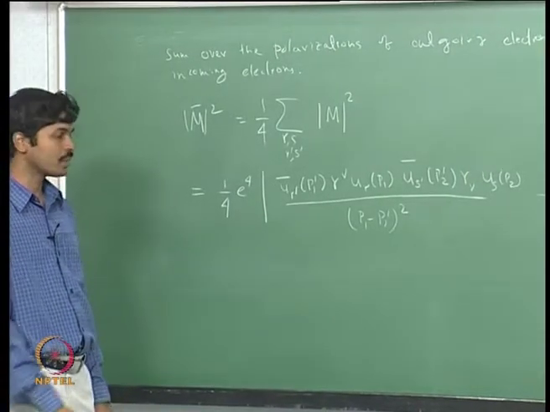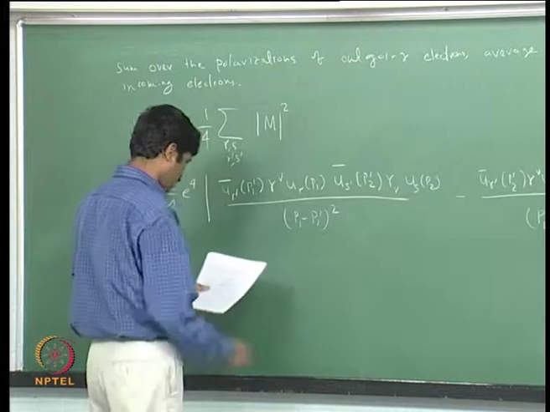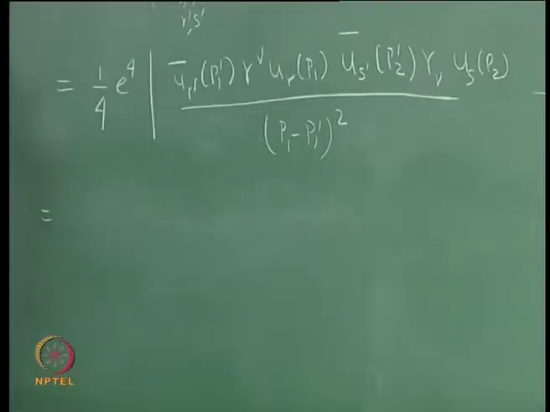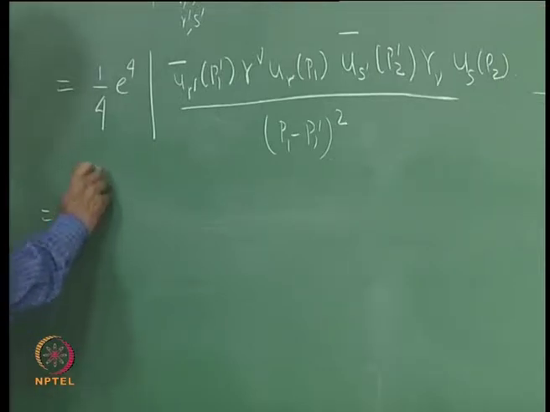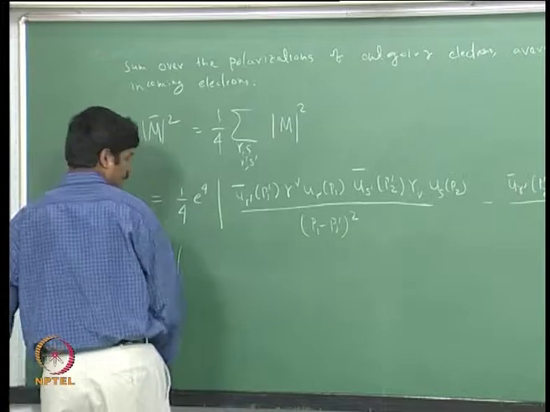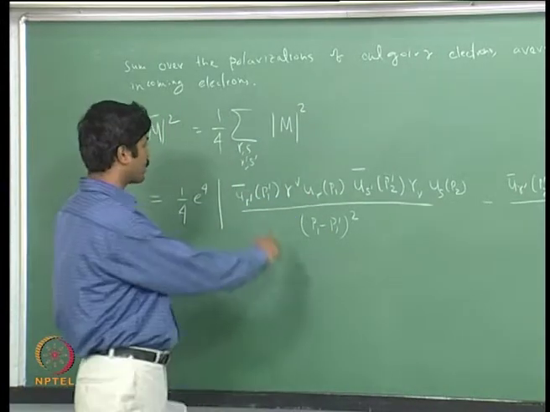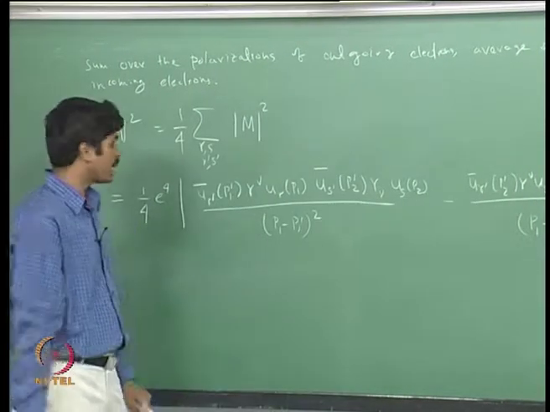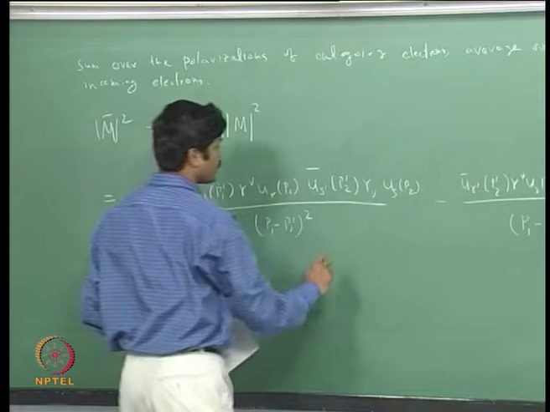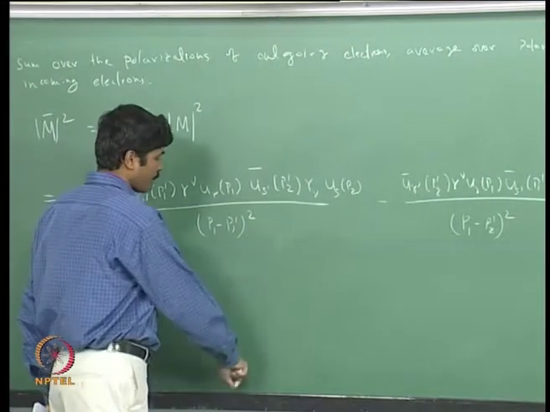Again, I will get 4 terms, but you will see that we need to evaluate only 2 of the 4 terms. The remaining 2 we can just obtain by exchanging p1 prime and p2 prime. So the first term in this expression is 1 over 4 E fourth times, so what I will do is, instead of writing it and then deriving the trace, we will consider the mod square of this term and then see if we can simplify that. And finally, we will look at the cross term, and the remaining cross term and the mod square of this will be obtained by exchanging p1 prime and p2 prime.